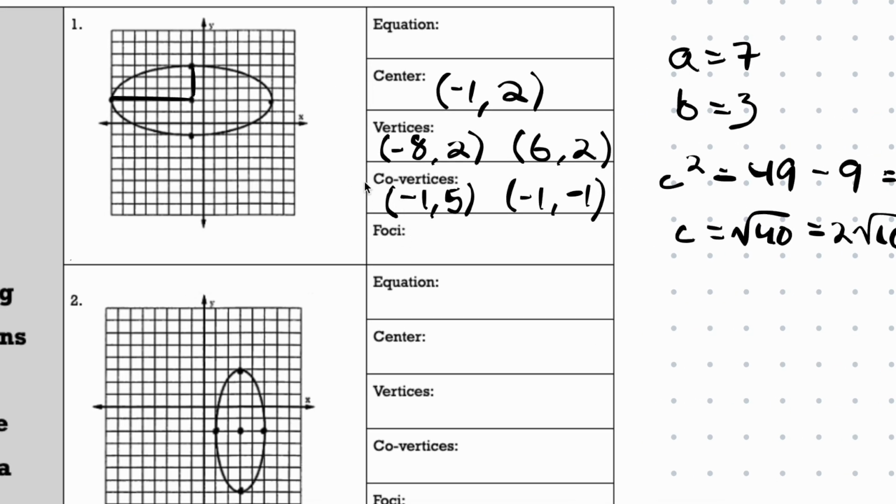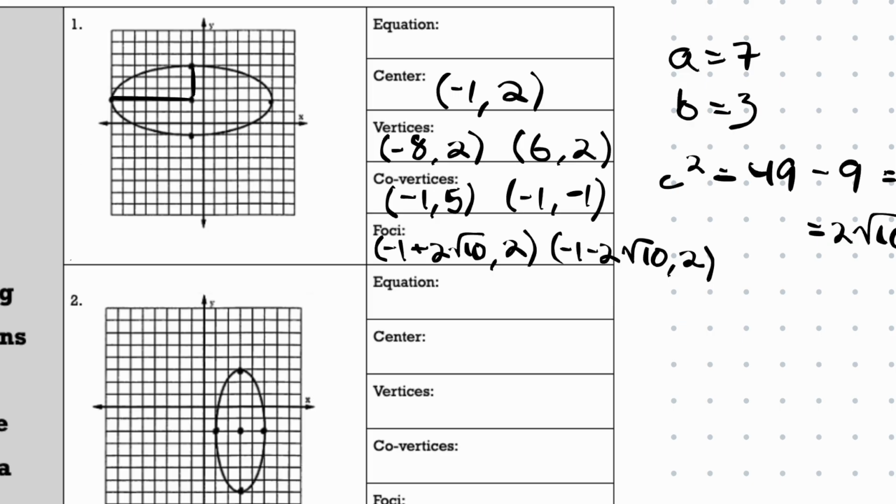And so our foci are going to be going horizontally, so we're going to have to add it to our center x value. So that's going to be -1 plus 2 root 10, 2. The other one is going to be -1 minus 2 root 10, 2. I'm going to erase some of this. Well, at least just put c here. Okay.